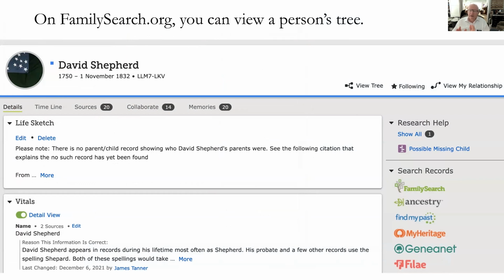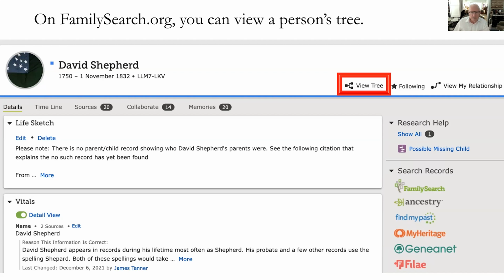So one thing important about FamilySearch, and also you can do this on Ancestry, is to view the person's tree. That's this mark right here. Now, what that does is it will take David Shepherd, this person, 1750 to 1832, and you note that I have a note there on David Shepherd that says there's no parent-child record showing who David Shepherd's parents were. And so this is really kind of an end-of-the-line person.